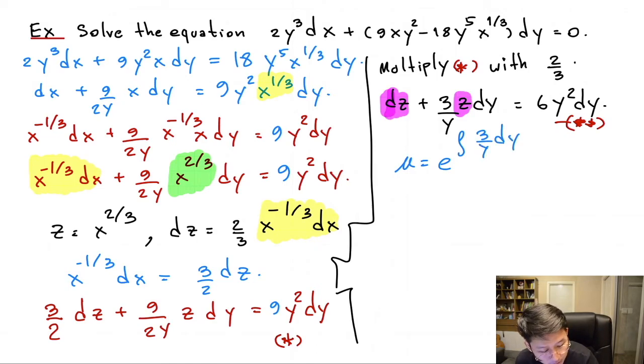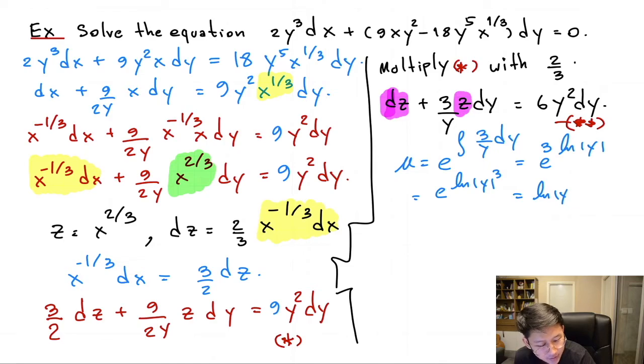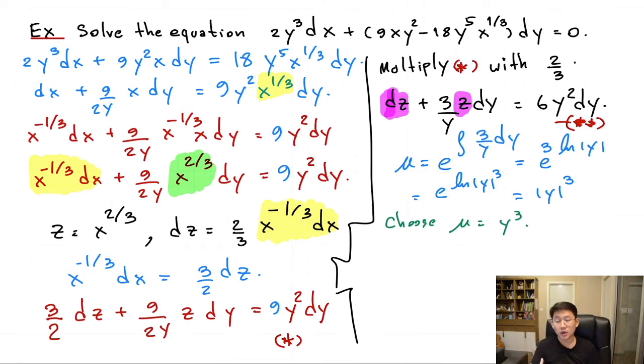Which is e to the 3 log absolute y, which, you know, we have done many times, right? So it's e to the log of absolute y cubed, which is absolute y cubed. And I can say that I just choose mu equals y cubed, because I don't care about minus or plus, it's the same. Okay, I choose mu equal y cubed.